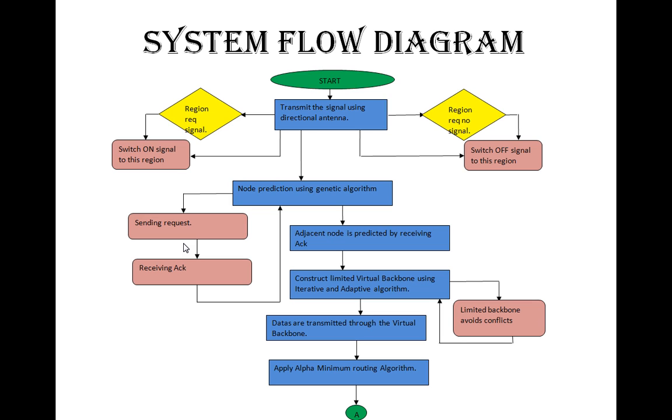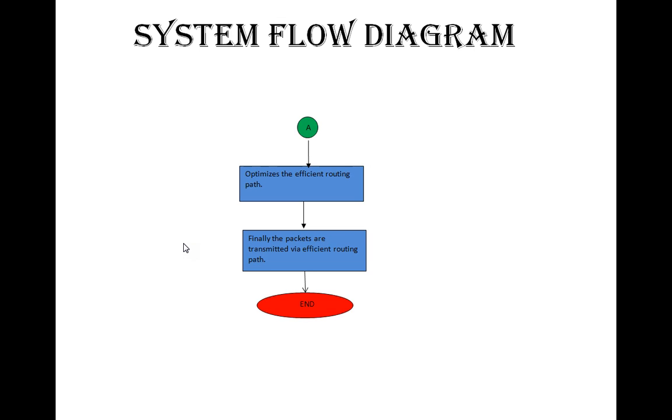Then construct a limited number of virtual backbones using the iterative and adaptive algorithm. If I construct more virtual backbones, it causes conflict and also requires more cost. So I am constructing only a limited number of virtual backbones. A limited number of virtual backbones avoids conflict. Then, after considering the limited number of virtual backbones, the data are transmitted through the virtual backbone. Finally, I am using the alpha minima routing algorithm, which is used for transmitting the data from source to destination in an efficient manner.